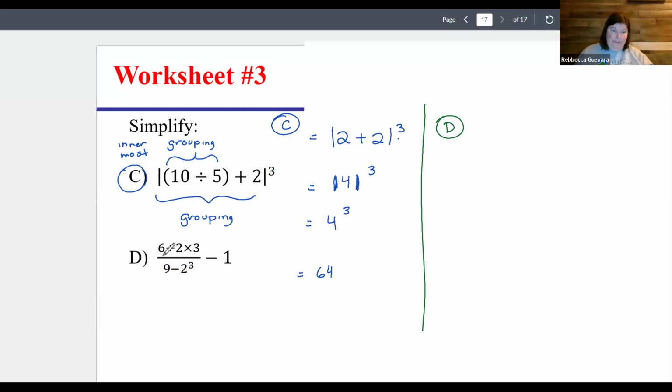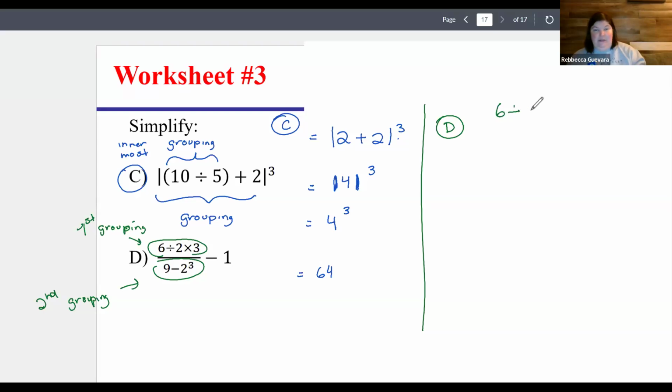Now with D, once again, we have 2 groupings. So it really doesn't matter which of these groupings we do first as far as the division goes. I just usually do the top first. So I'm going to do this as the first grouping, then the second grouping. Then we can deal with the rest of the problem. So if I do this, once again, as groupings, we'll write it here, and then I will start doing this. So like I said, I'm going to deal with this top part first.